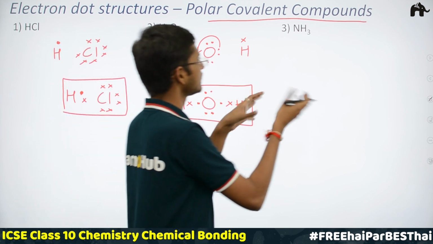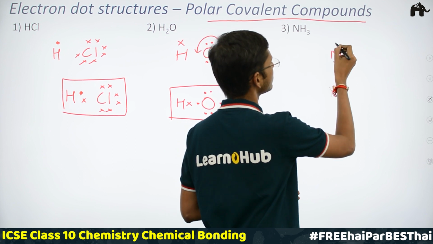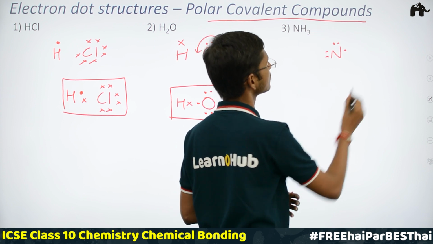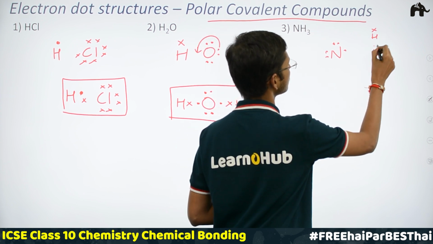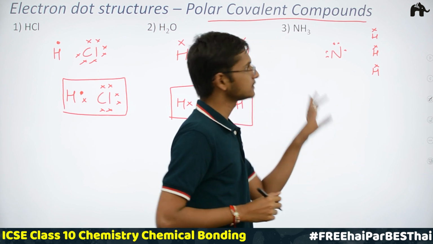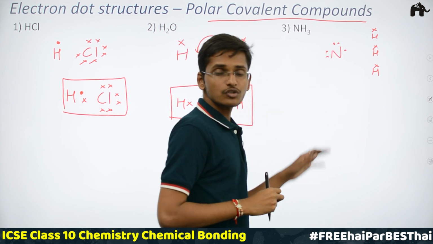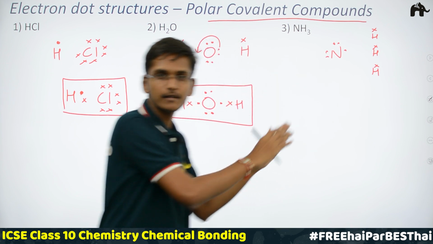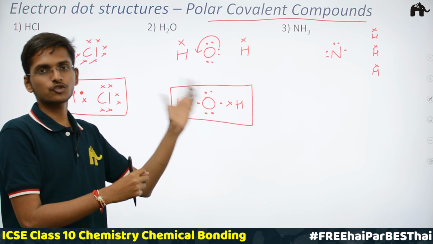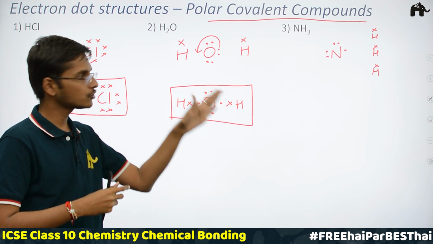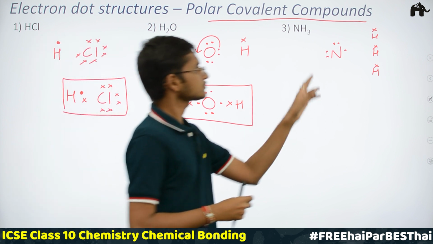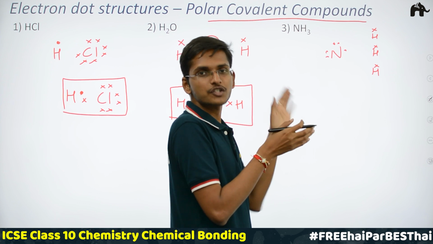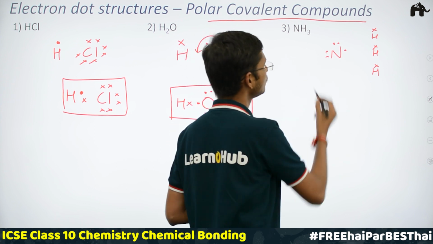Okay, now next, NH3. Same way, nitrogen's electron dot structure: 1 2 3 4 5. There are 3 hydrogens, so here, cross. Now nitrogen is in desperate need of 3 electrons so that it would attain the octet. We already know these things because we have done this by drawing the electron dot structures of N2 and O2, right? So nitrogen needs 3 electrons to attain the stable inert gas configuration of neon, so it would become happy. So what would it do?